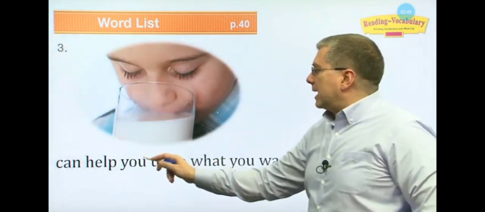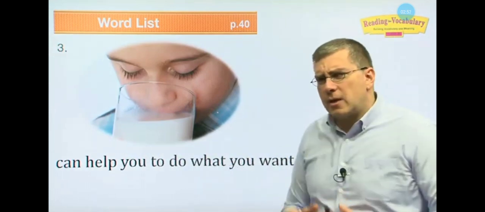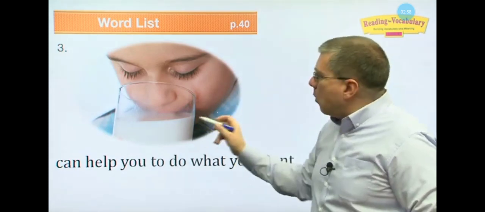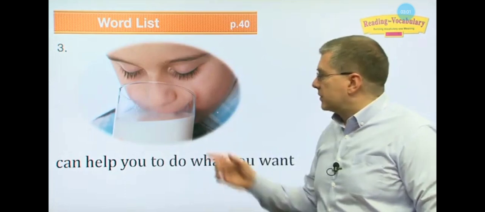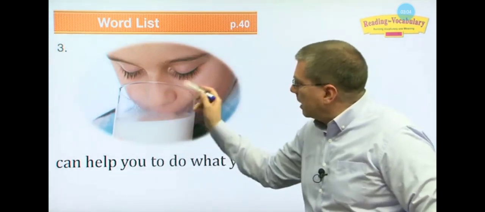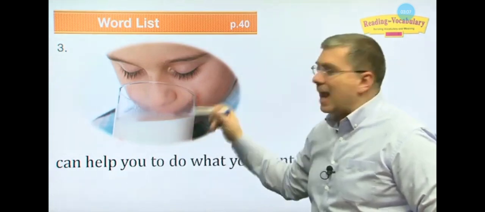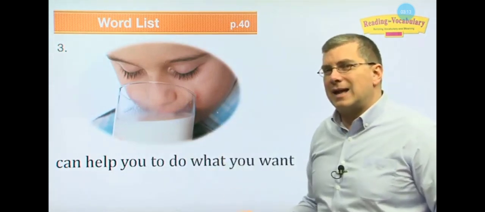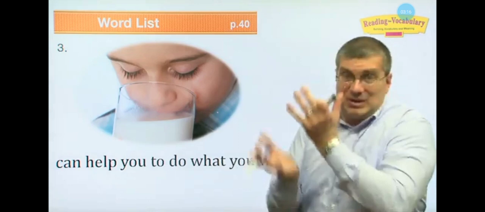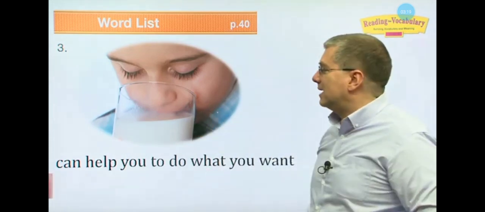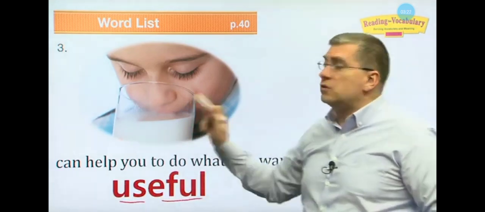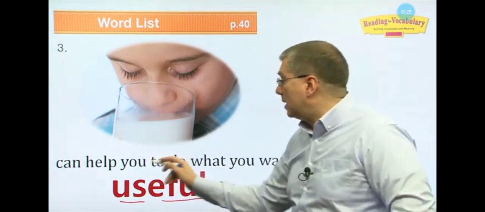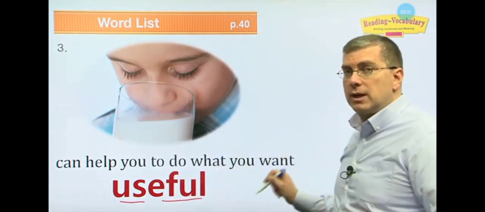Number 3. Something that helps you do what you want. This boy here wants to drink milk. So he or she, another boy or girl, needs something to help them. And this is a glass, right? So what can we say the glass is? Without the glass, the milk is very soft, very messy. So the glass is useful. A glass is useful. A tube is useful. It can help us do what we want to do. It's useful.